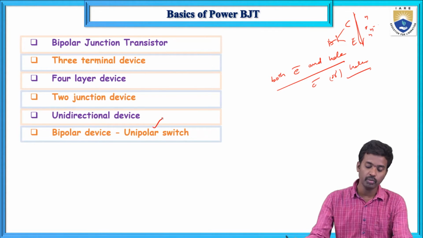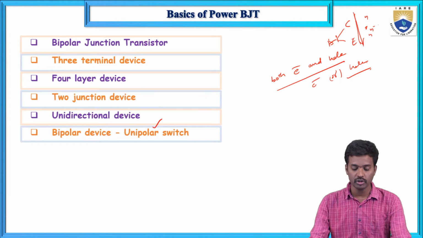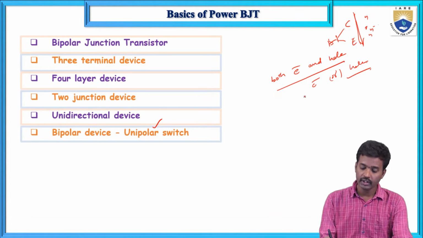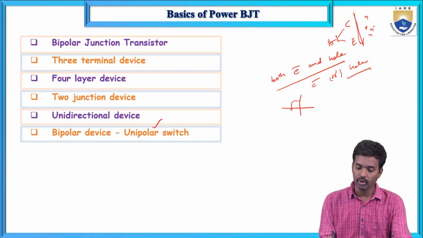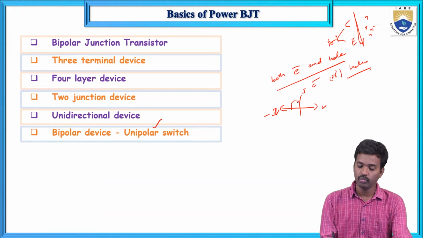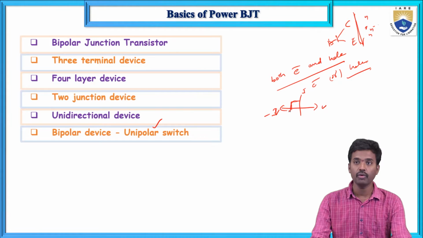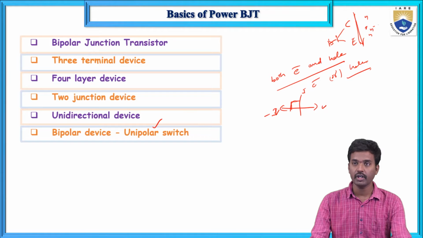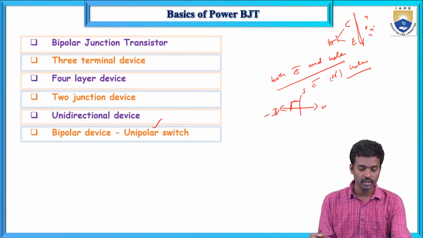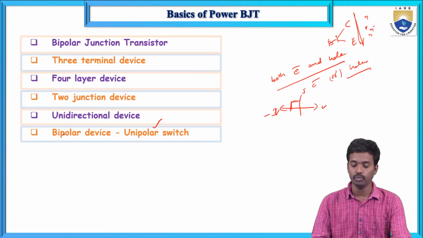Now what about the unipolar switch? A unipolar switch means it can block only one polarity of voltage. In case of BJT, it can block only the negative polarity of voltage. If it blocks both voltages, positive and negative, that is a bipolar switch. An example for a bipolar switch is the triac. So see the difference between unipolar device and unipolar switch.